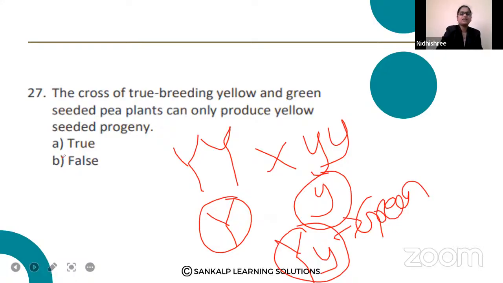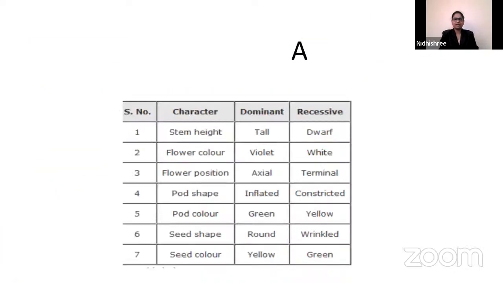So this statement is false. As they said, it is a yellow seeded progeny. It should be green seeded progeny.